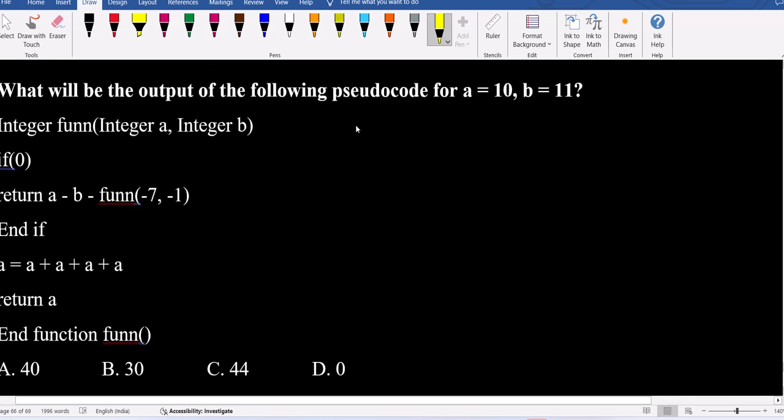So guys, here a value 10, b value 11. Right. So you are entering the function. If 0, return a minus b minus function of minus 7 comma minus 1, and a equal to a plus a plus a plus a, meaning 4 times, and return a. So you have to end the function by returning a. What's your answer? Is it 0 or 40 or 30 or 44?